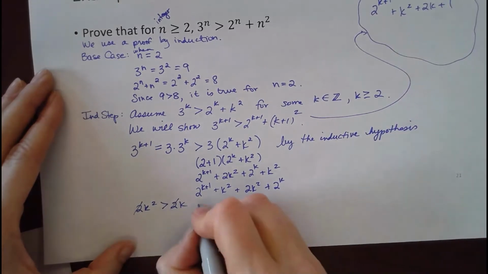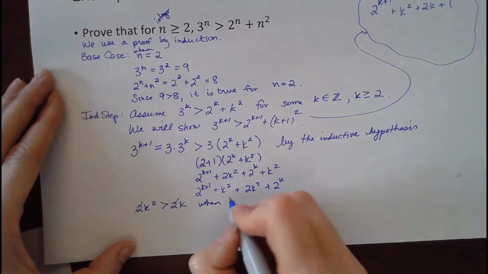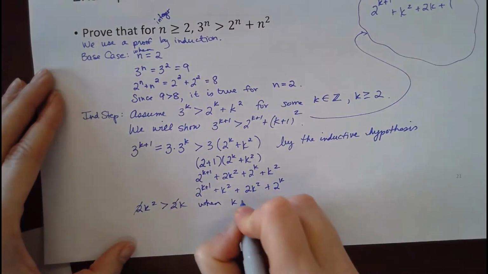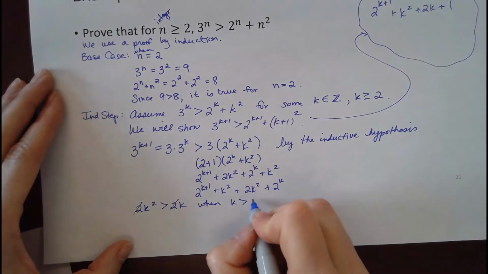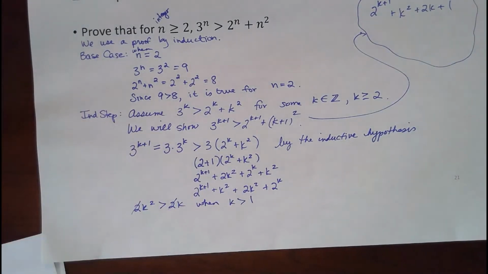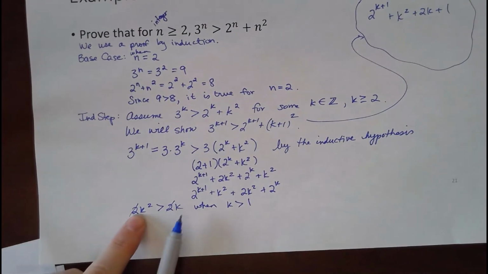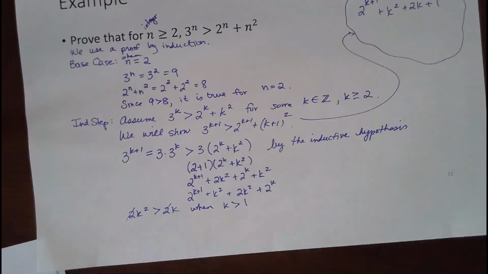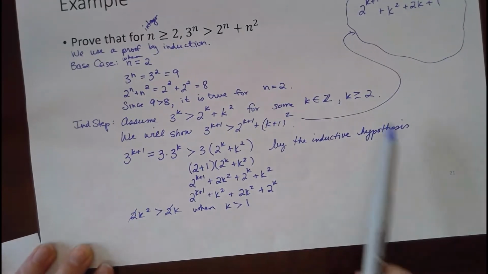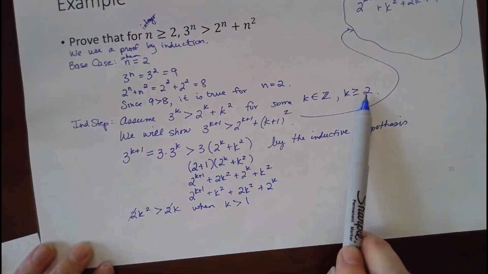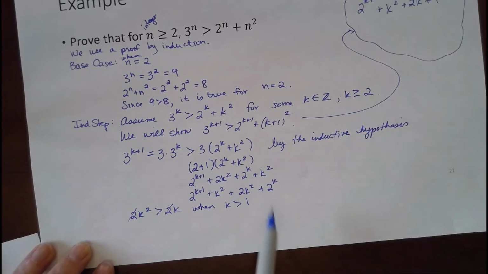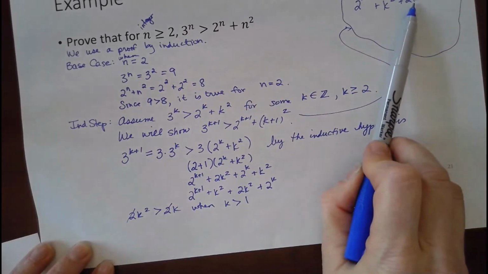So this is true when k is greater than 1. Divide both sides by 2, divide both sides by k, and you get k is greater than 1. Okay, we know k is greater than 1 because it's greater than or equal to 2. So I know that this term right here is bigger than that term right here.